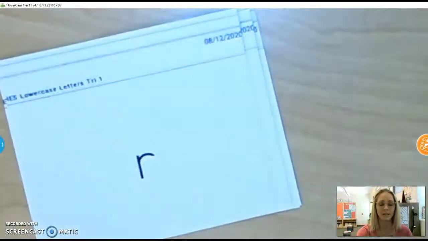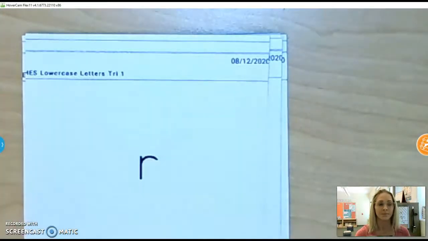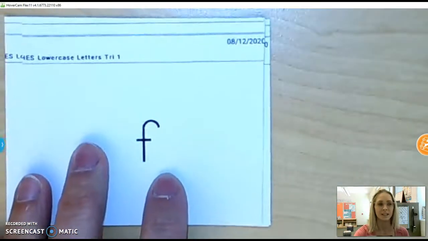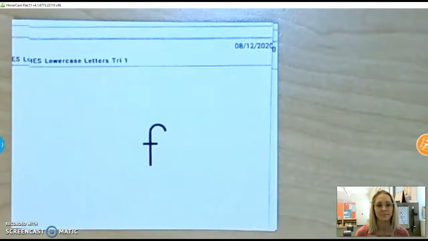What letter is that? What sound do you think it makes? That's the letter R, and it says R. Say R. Good job. What letter is that? That's the letter F, and it says F. Say F. Good job.